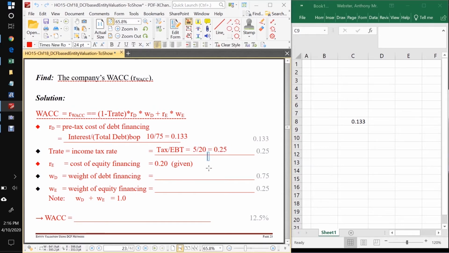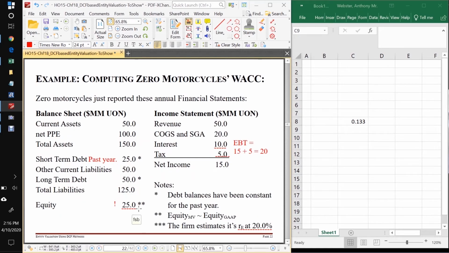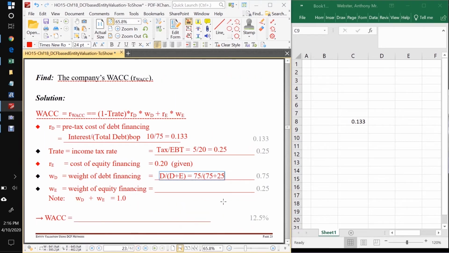Our cost of equity financing was given. They probably got that from CAPM or something like that. And the weight of their debt financing is D over D plus E. That equals the total debt, 75, divided by 75 plus their equity. Their equity is 25, and happily it says the market value is similar to the GAAP value, so we'll use that. 75 over 100 is equal to, there's another one I can do in my head, 0.75. That's looking good.